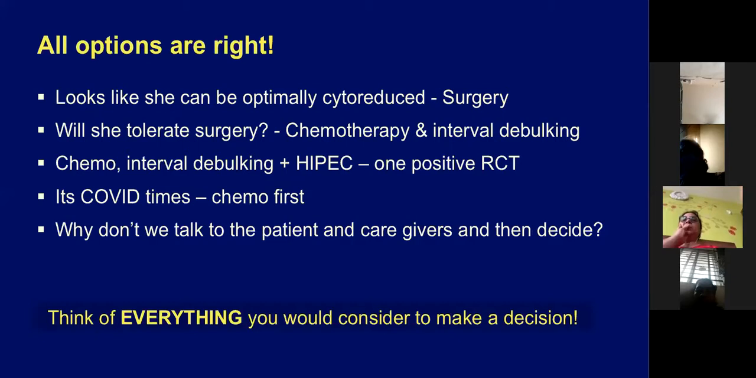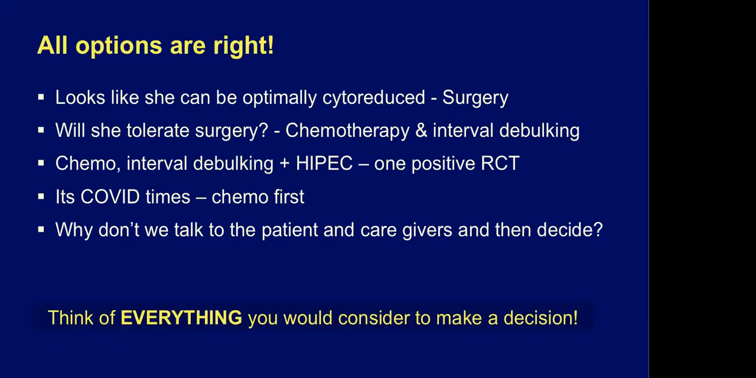Now, there's a big list of options that I put up here on the slide, and all these options are right. The surgeon, the boss, who's usually the surgeon, says that looks like she can be optimally debulked, so let's take her up for surgery. The other person, who's probably a little junior, says she is malnourished, her performance status is 2, whether the patient will tolerate surgery, should we do some chemotherapy and then do interval debulking? And then somebody comes in and says, okay, let's do chemotherapy, interval debulking, and do heated intraperitoneal chemotherapy. There's some evidence that it improves overall survival.